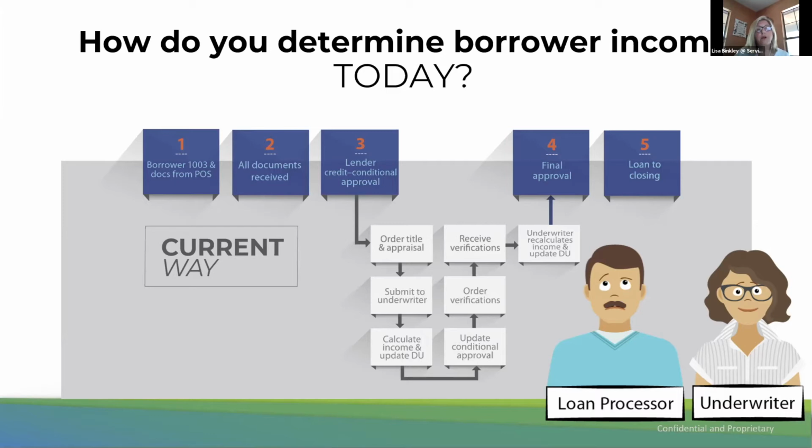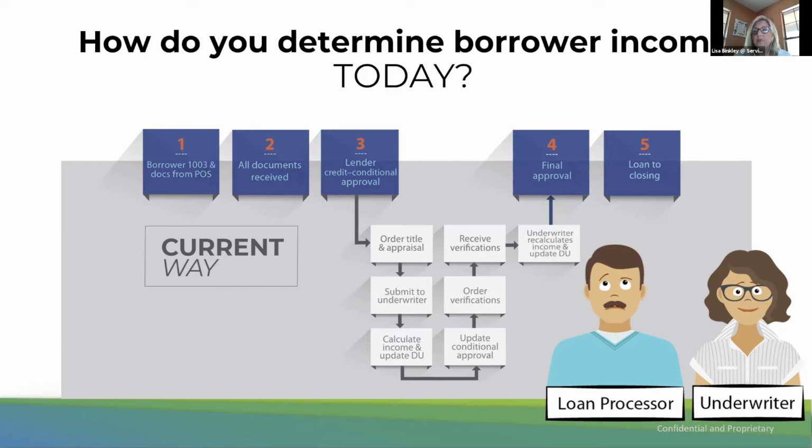So over here in the borrower 1003, all documents received, and the loan processor then takes the documents, puts them all together, prepares them for the underwriter, orders everything, submits to the underwriter, calculates, and so on. There's a lot of steps in there that we believe don't need to be there, and that's what we're here today to tell you about. The other thing is that we believe that we can improve the borrower experience with another method.